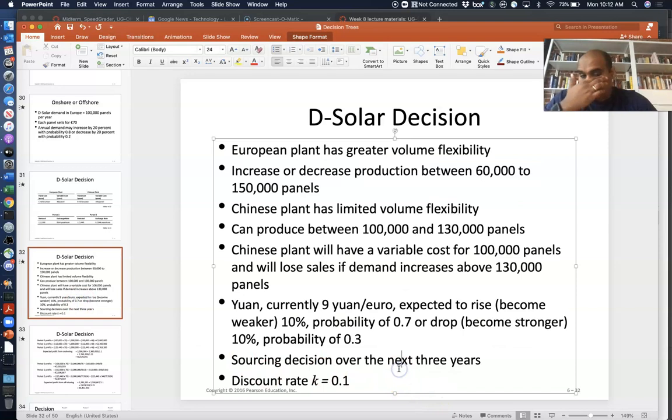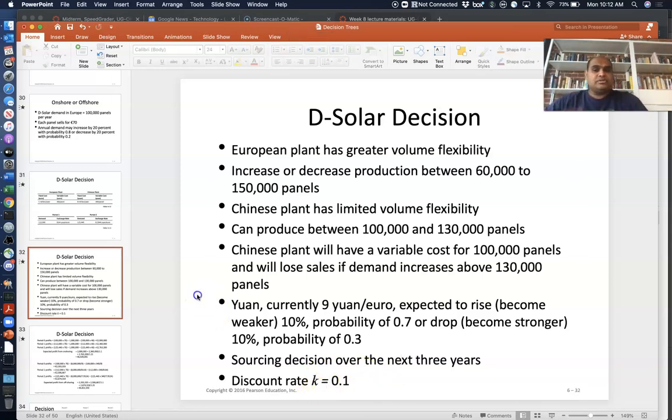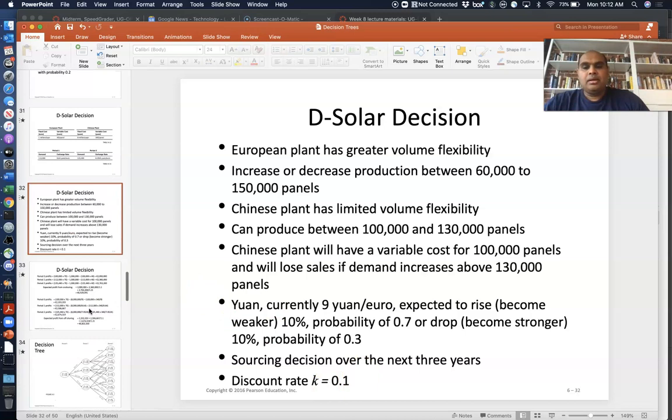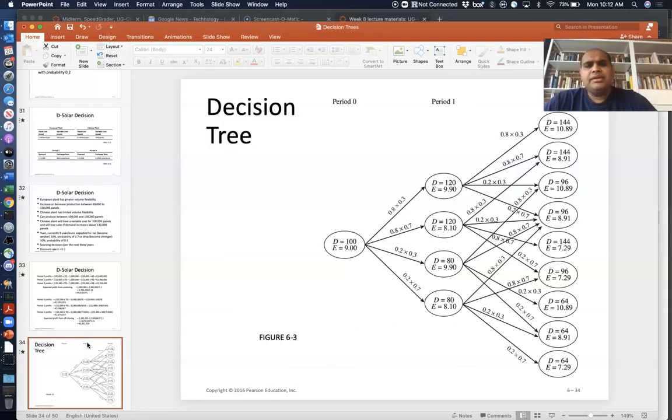Now we are looking at the sourcing decision over the next 3 years. That is period 0, period 1, and period 2. And we want to use a discount rate of 10%, and we want to see how this works out. Which decision should we make? Should we open the European plant, or should we open the Chinese plant? And here is the decision tree.